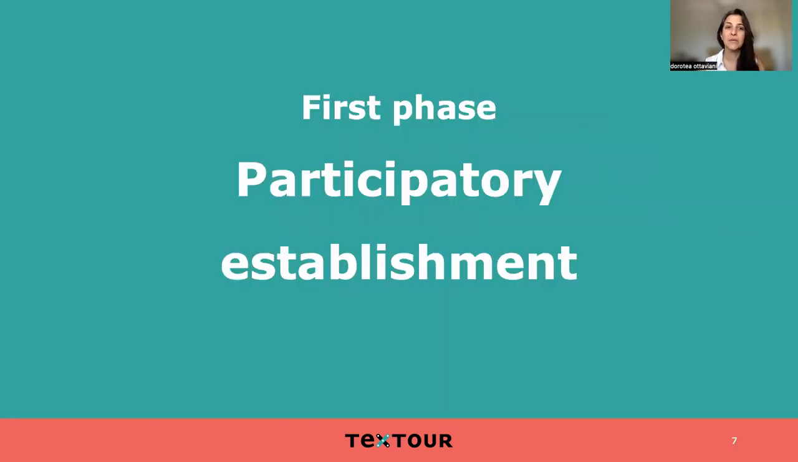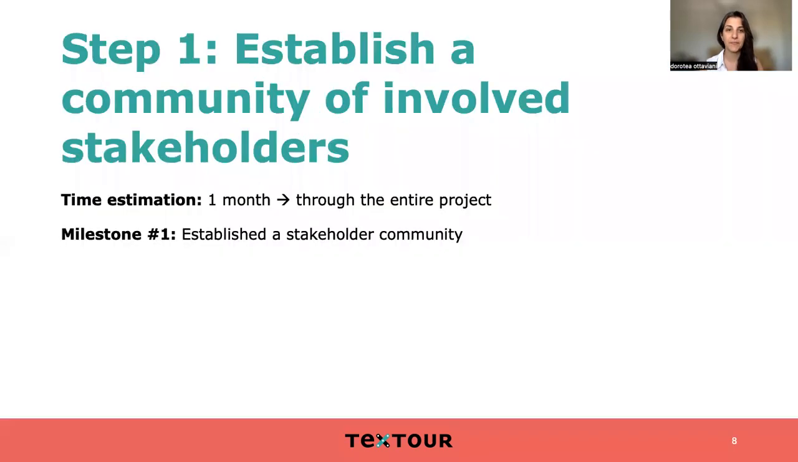First phase, participatory establishment. Step 1 is aimed towards the establishment of a community of stakeholders involved in the process. Time estimated for this activity goes from 1 month through the entire duration of the project. And it will allow the replicators to achieve the first milestone, which is the establishment of a stakeholder community.